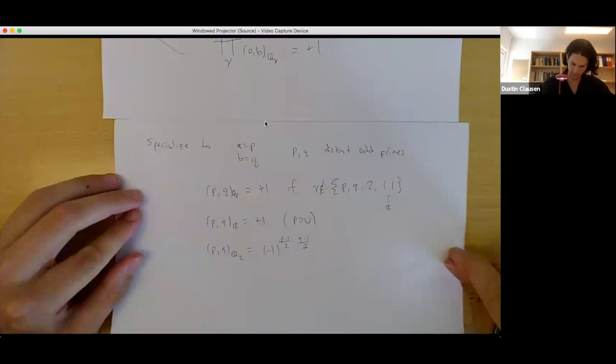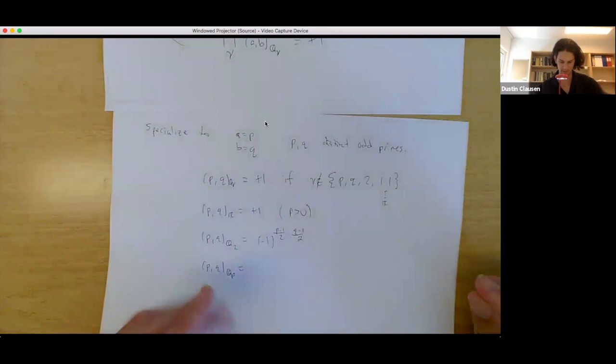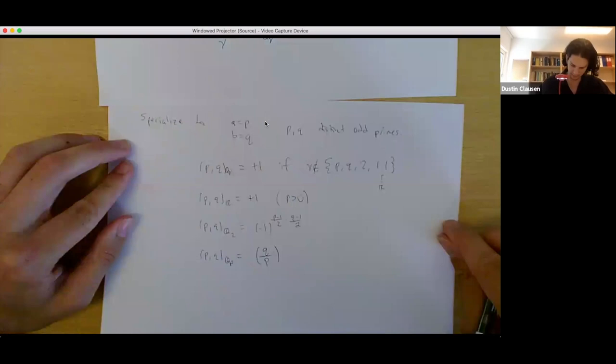And then what about (P,Q)_Q? Well, it's going to be symmetric in P and Q. The P-adic Hilbert symbol is symmetric in both variables, so it's the same as (Q,P), and I wrote down the formula for that. It's just (Q/P), the Legendre symbol, because Q is a P-adic unit. There are no P's in it. And similarly, (P,Q)_Q is (P/Q).